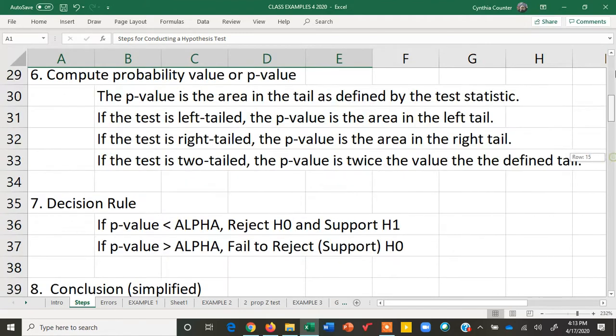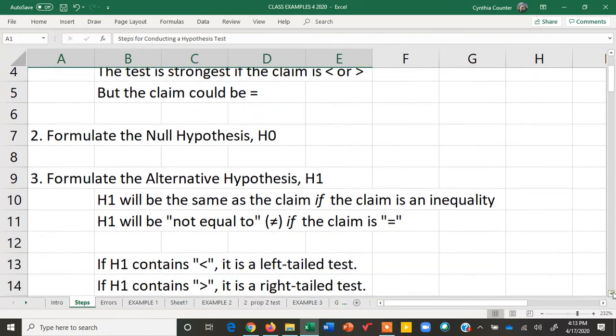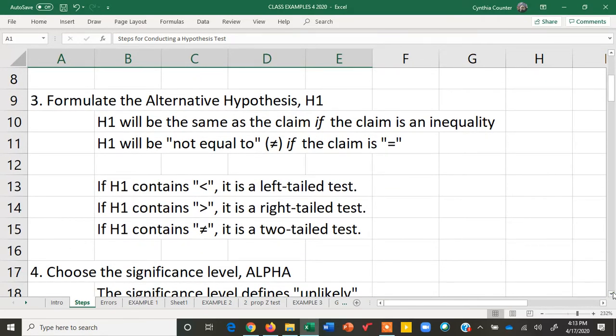So the steps. First thing you need to do is state your claim. And this will usually be a less than or a greater than. Once we have our claim, then we know the value we'll be working with, and we can formulate the null hypothesis that our parameter is equal to that value. And we can formulate the alternative hypothesis, which is the parameter is either less than, greater than, or in some cases not equal to the assumed value. If we're working with the less than, it's a left-tailed test. If we're working with a greater than, it's a right-tailed test. If we happen to be working with a not equals to, it's a two-tailed test.